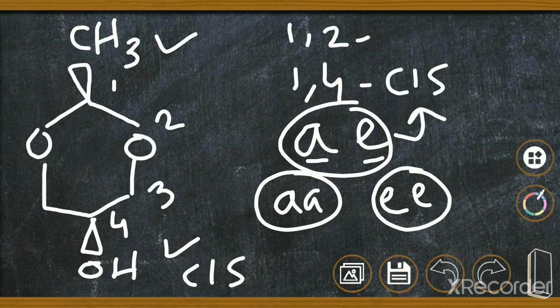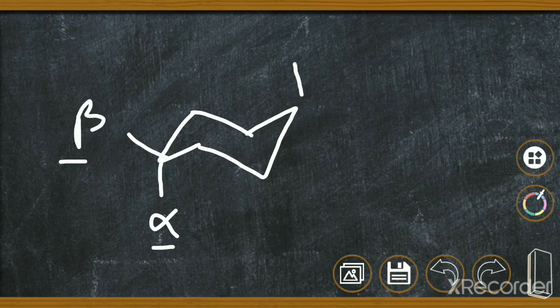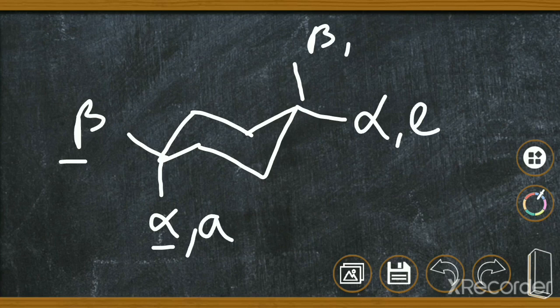But guys, I don't want to remember this rule, and I want to describe it in terms of alpha and beta bonds. So what are alpha and beta bonds in the cyclohexane ring? Whatever bond is in the below direction is known as the alpha bond, and whatever bond is in the upper direction is known as the beta bond. So the alpha bond may be an axial bond or an equatorial bond, and the beta bond also may be an axial bond or an equatorial bond.